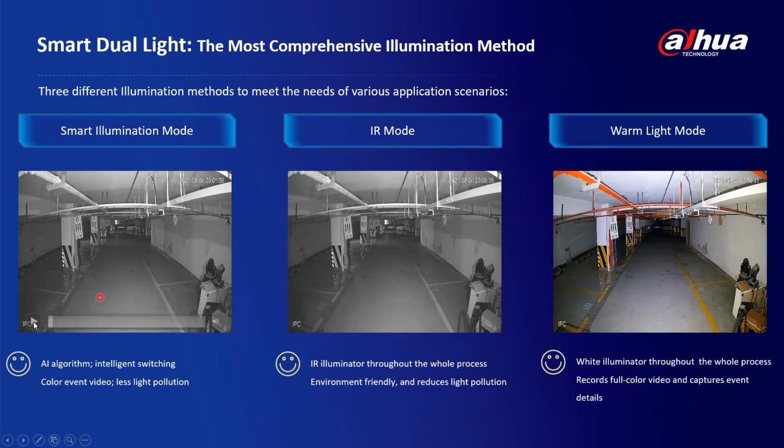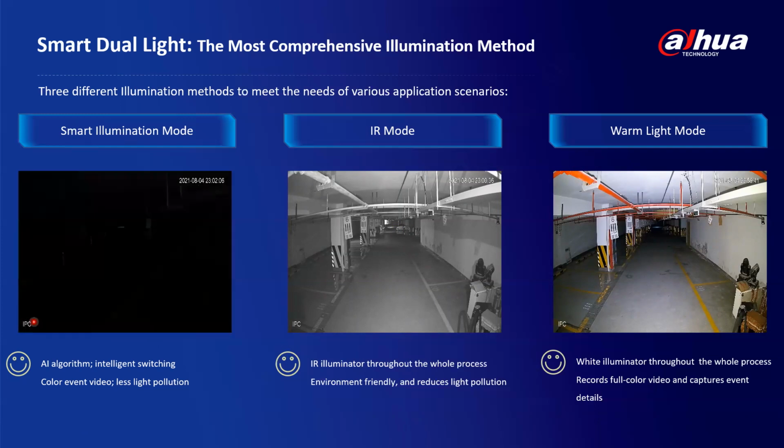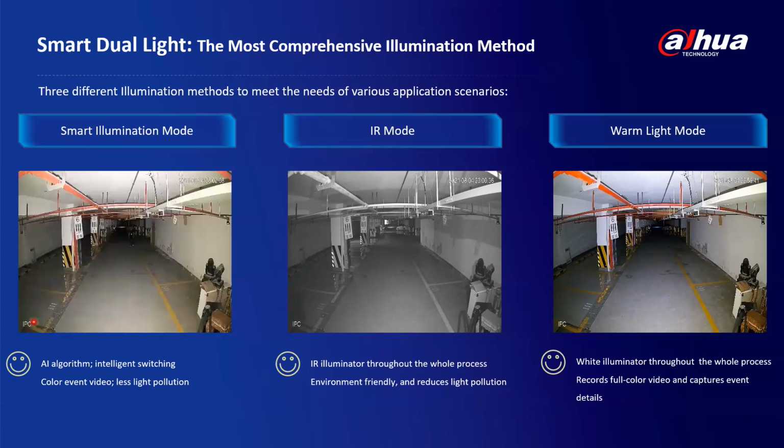But if it detects some motion through the smart motion detection, the camera is going to switch between the IR and the warm light, just to ensure that it can capture the events in colorful images. So the user went ahead and stepped into the rule area. You can see some red and blue light flashing to show that it has warned that intruder by the warning lights and the customized voice prompts.